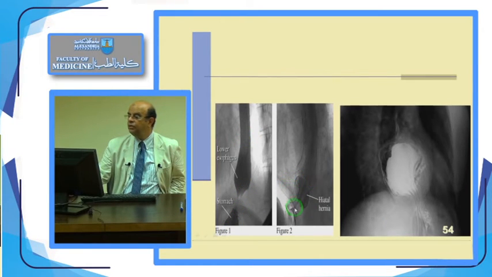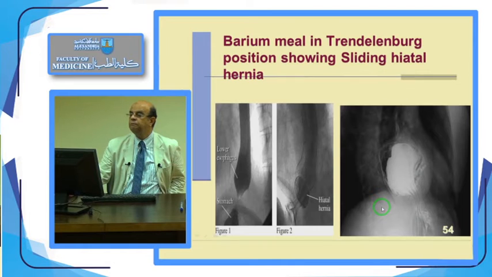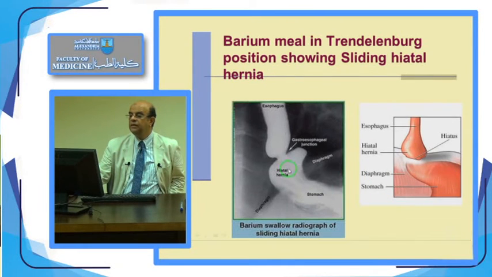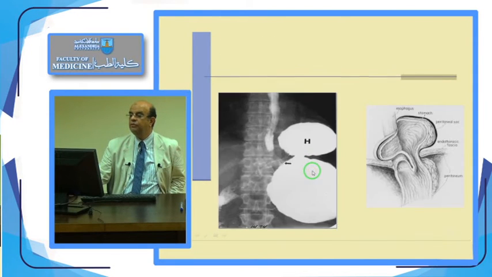This is a hiatal hernia, a sliding hiatus hernia. Part of the stomach has herniated with the gastroesophageal junction into the chest. So this is the gastroesophageal junction, and this has herniated into the chest with part of the stomach.